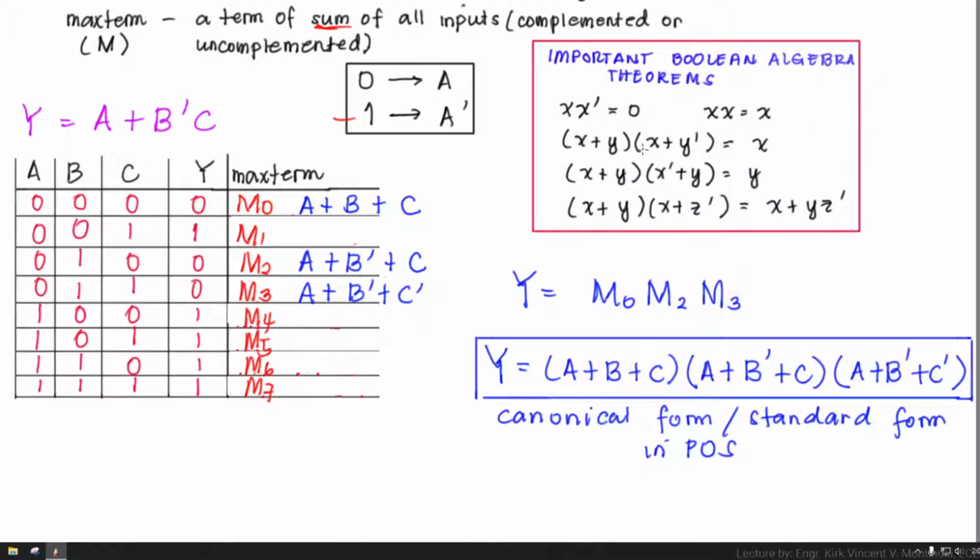Okay, so x plus y times x plus y prime, or complemented y, is just x. And then x plus y, then x prime plus y, is equal to y only. Okay, you can prove this using your Boolean algebra. Okay, distribute and then simplify. And then we have x plus y times x plus complement of z, which is just x plus y z prime, complemented. Okay, so remember that.